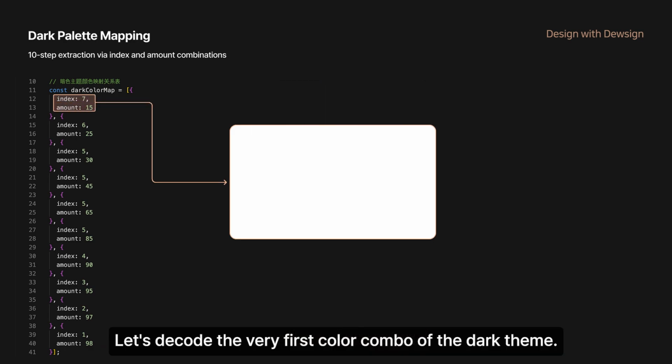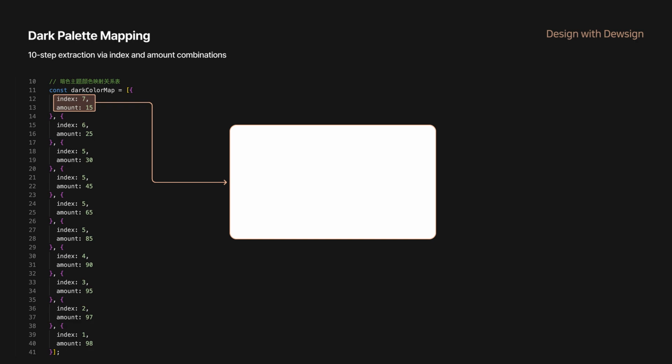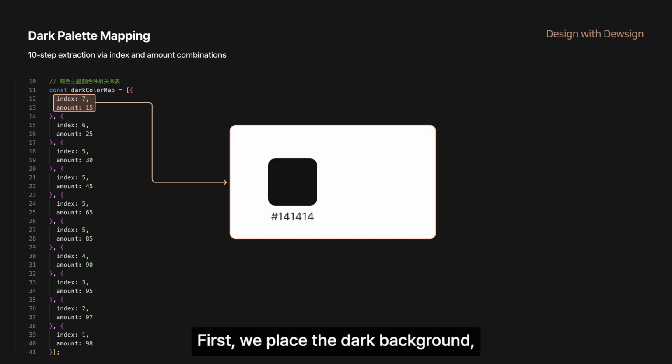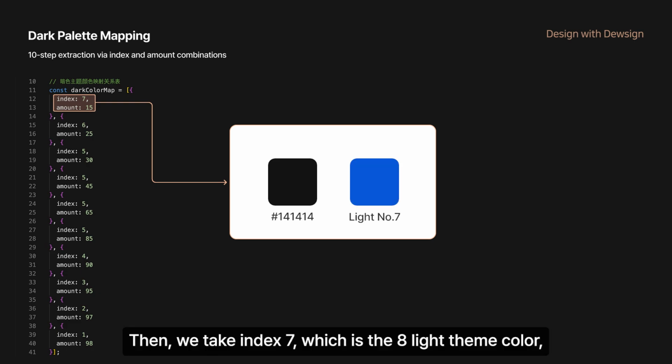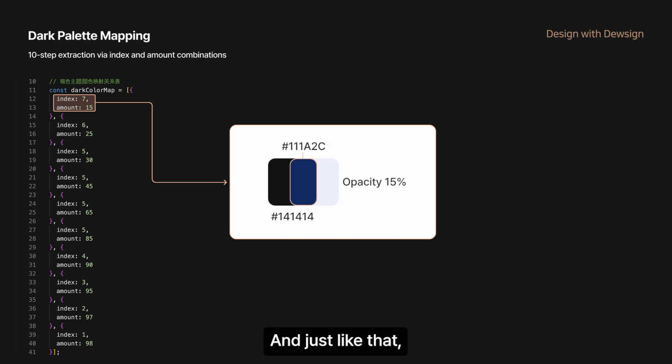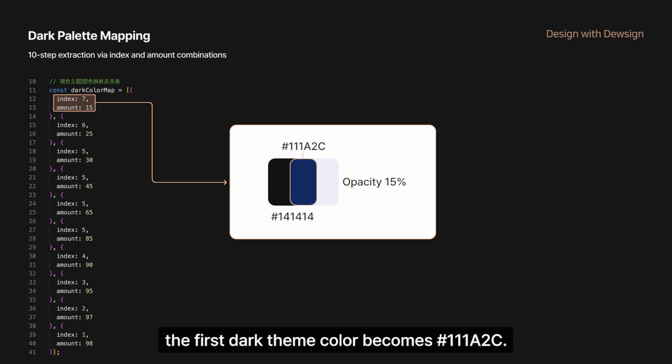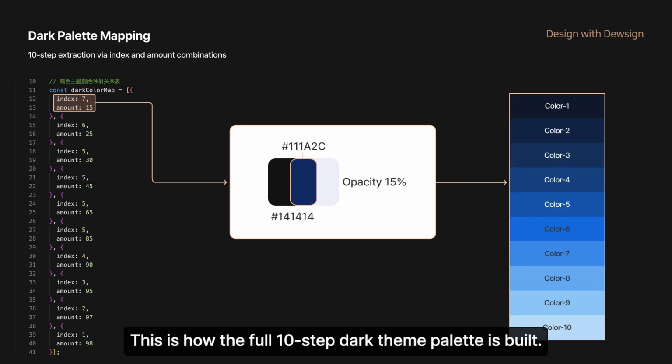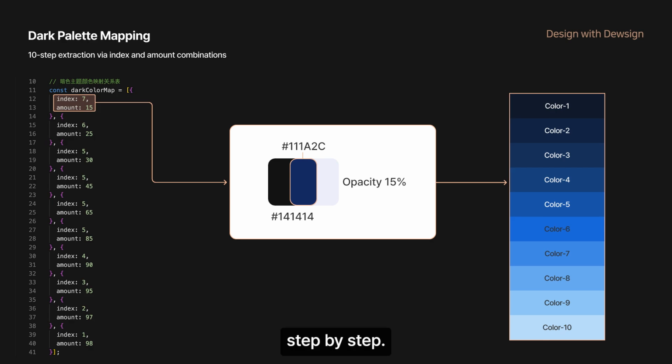Let's decode the very first color combo of the dark theme. First, we place the dark background, hex code 141414, at the bottom. Then, we take index 7, which is the 8th light theme color, and apply an opacity amount of 15%. And just like that, the first dark theme color becomes hex code 111A2C. This is how the full 10-step dark theme palette is built, step by step.